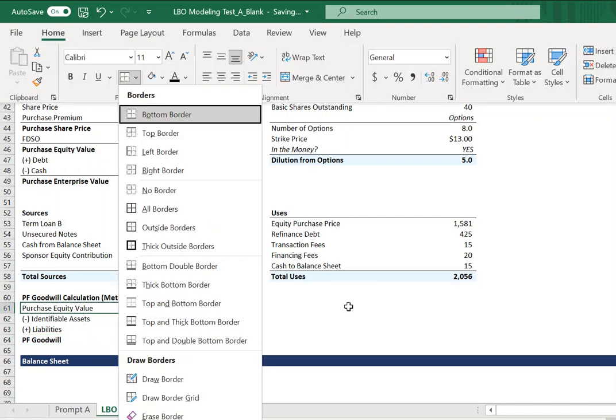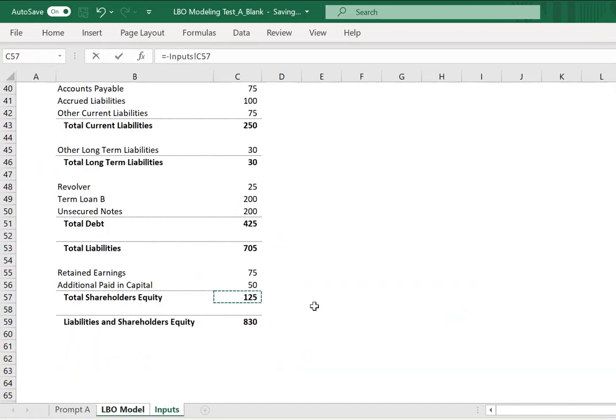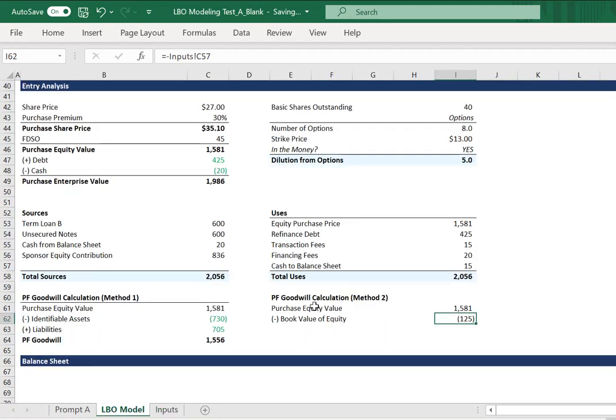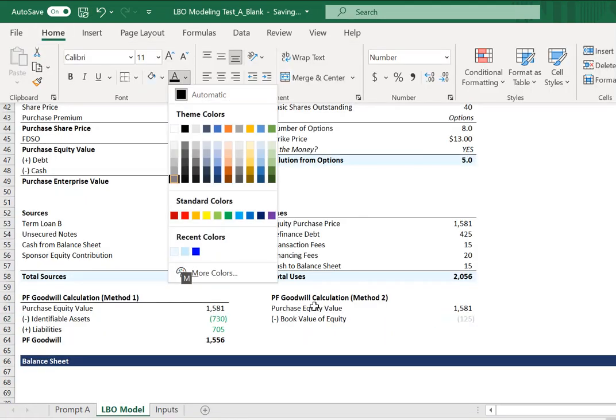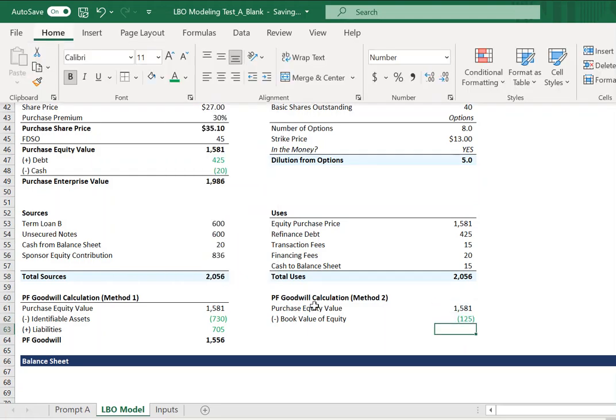So let's talk about method 2. Method 2 I think is probably a more common method. You take your purchase equity value. You start with that in both methods. You subtract the book value of your equity. Let's go ahead and link this to the other tab, the book value of our equity here. And that is going to equal your change in goodwill.